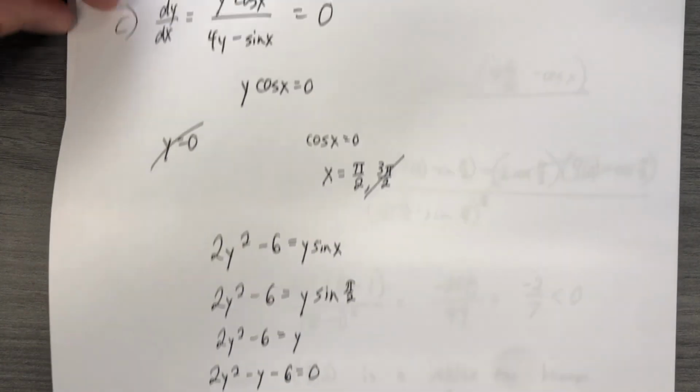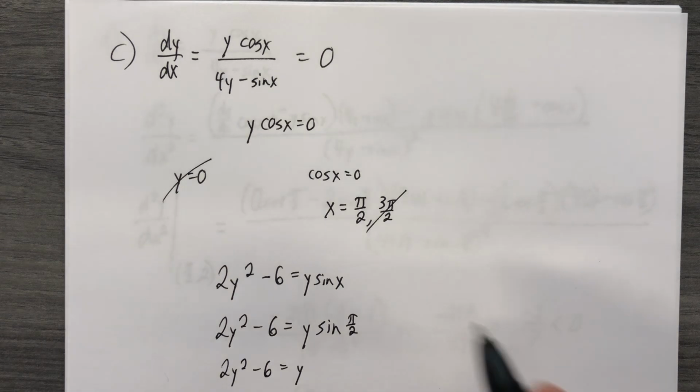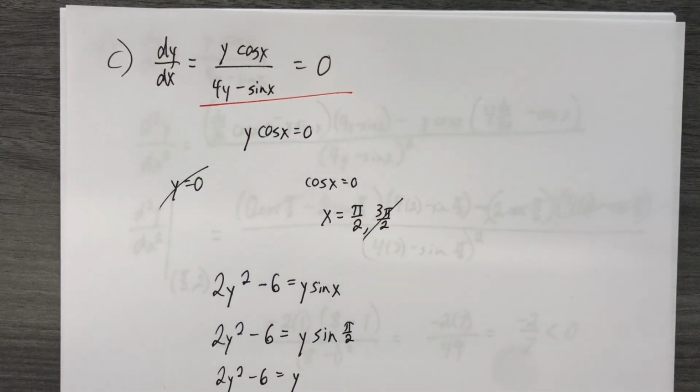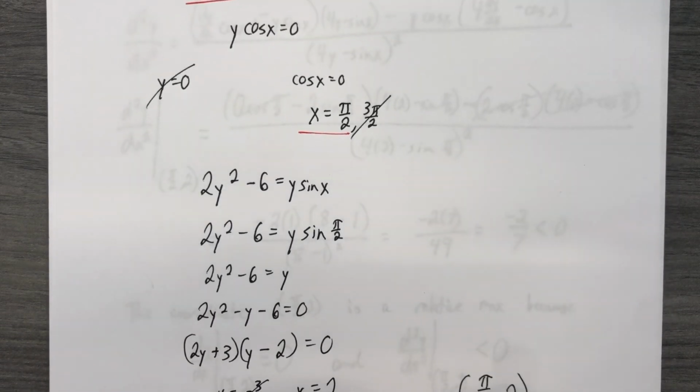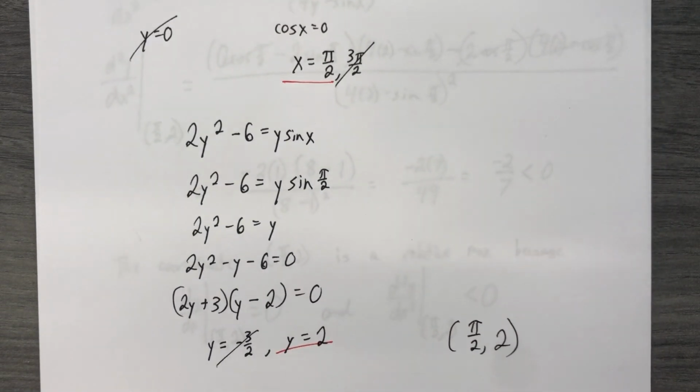Okay, part C, worth 3 points. Here goes. We need to set the derivative equal to 0. We earned a point there. And then finding this was worth a point. And then finding this was worth a point. There we go. Got them.